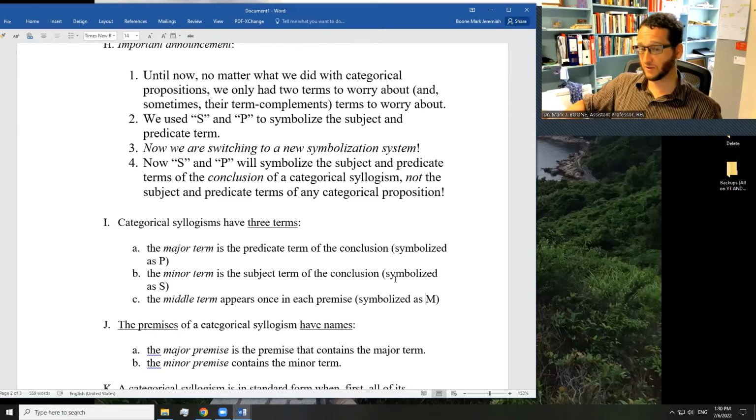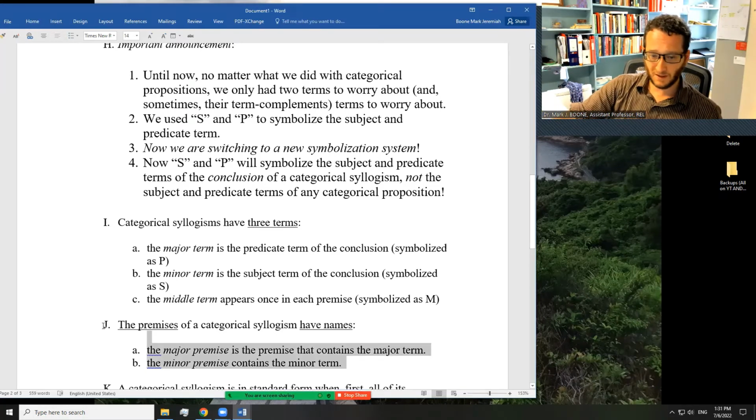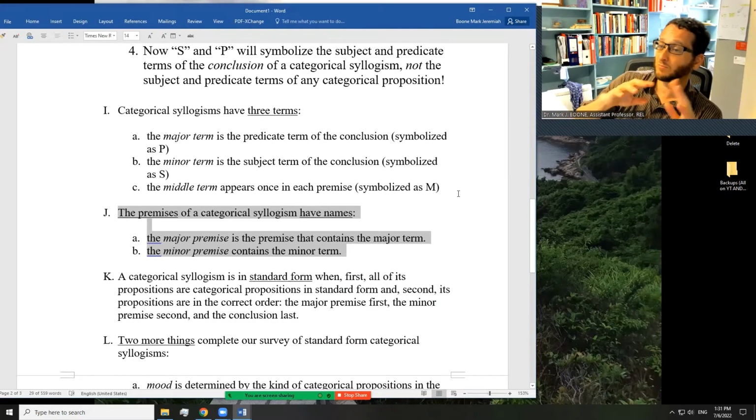And the middle term is the one that appears once in each premise. Each term appears twice, three terms, each appearing twice. The S and P terms appear once in the conclusion, and then each of them appears once in a premise. The middle term appears never in the conclusion, but once in each premise. And that means one premise will have the major term, which is symbolized by P, and it will have M, the middle term. Another premise will have the minor term symbolized by S, and the middle term symbolized by M. So the one with S and M, since it contains the minor term, we call the minor premise, and the one with P and M, since it contains the major term, we call the major premise. And when you're putting them in standard form, you always put the major premise first.